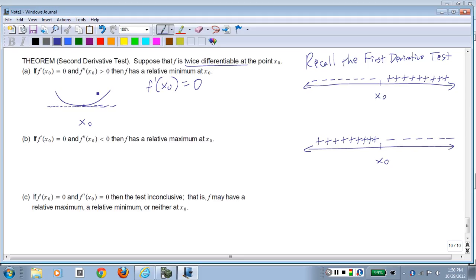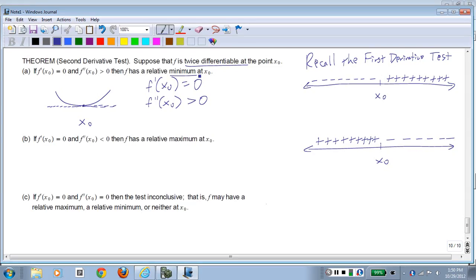But look at the graph. It's concave which way? Concave up. That's an indication that f double prime of x sub 0 is positive. So if we have a function that's twice differentiable, at this point f prime is 0, horizontal tangent line. F double prime is positive, concave up. It has a relative what? It has a relative minimum.